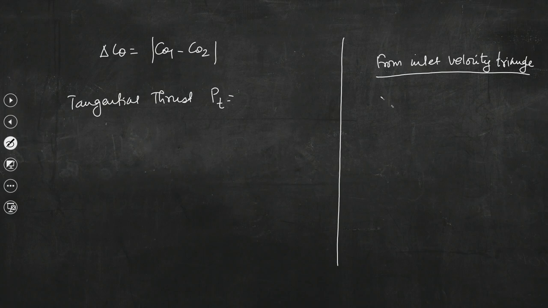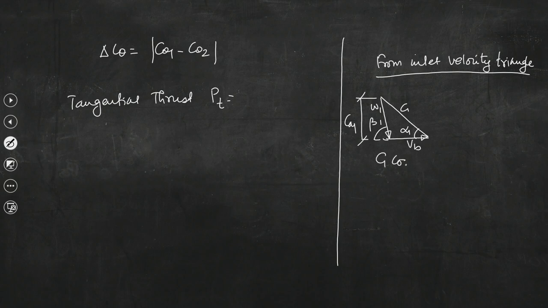From the inlet velocity triangle we can write, let me draw the inlet velocity triangle once again. This angle is beta 1, this angle is alpha 1, and this is C A 1, this is W 1, this is C 1, this is V B. So, we can write that C 1 cos alpha 1 minus V B equals W 1 cos beta 1, right? We can clearly write this component is W 1 cos beta 1.